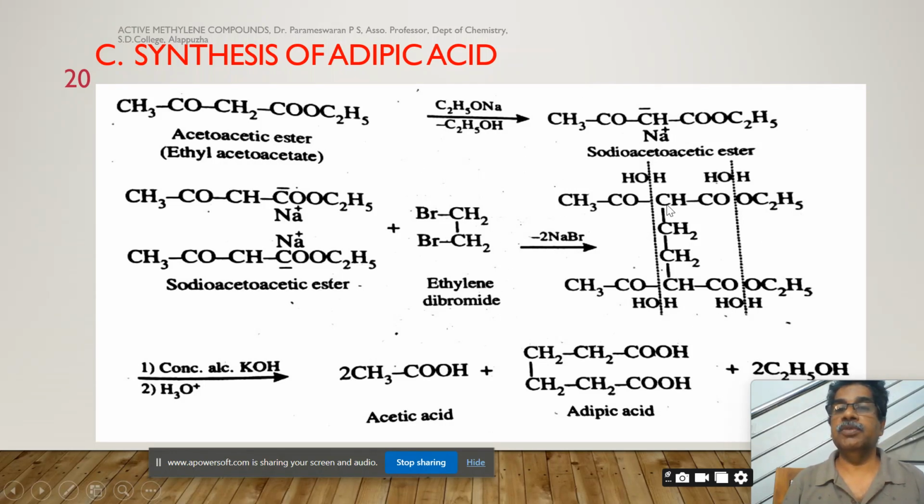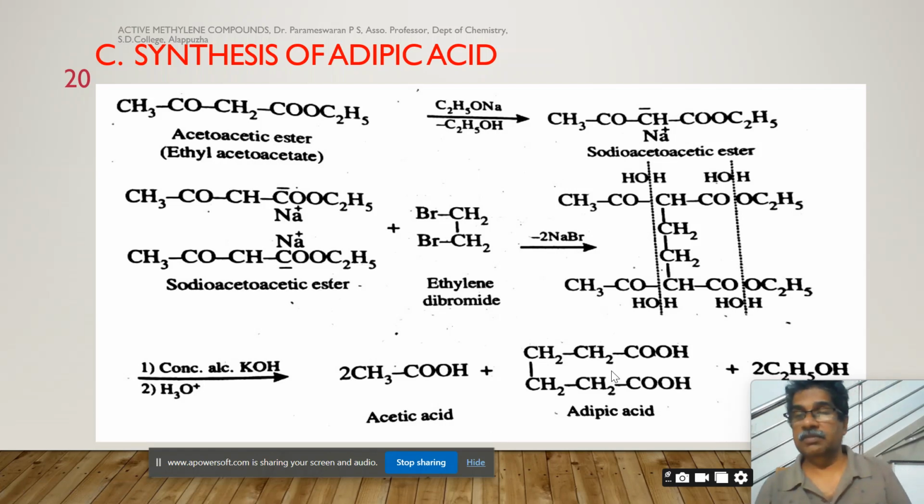So this is connected. The active methylene group carbon atoms are connected by two methylene groups. When it undergoes acid hydrolysis, this part becomes CH2COOH, CH2CH2CH2COOH, and this compound is known as adipic acid. So you can synthesize adipic acid.